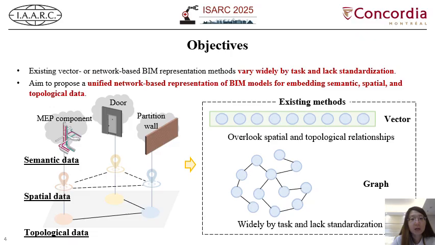Besides, although IFC provides detailed component descriptions, its hierarchical and semantically rich structure is poorly suited for deep learning, which typically requires structured input. In the meantime, existing vector or network-based BIM representation methods vary widely by task and lack standardization. To address this, we aim to propose a unified network-based representation that retains key information and accommodates diverse BIM models and research needs.